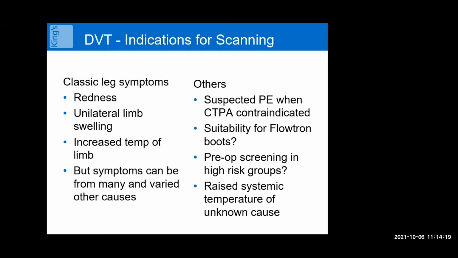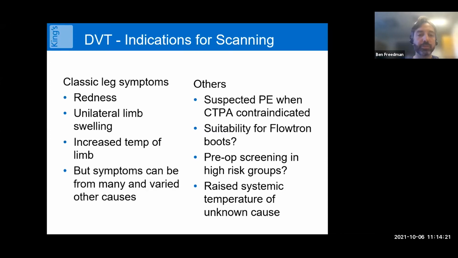So why do we need to look at patients with DVT? And on the left of the screen here, we've got the classic set of usual reasons why patients get referred to us for imaging for DVT. So classic redness, unilateral limb swelling, all of those real classic things.